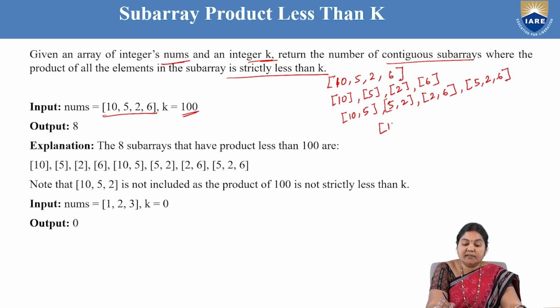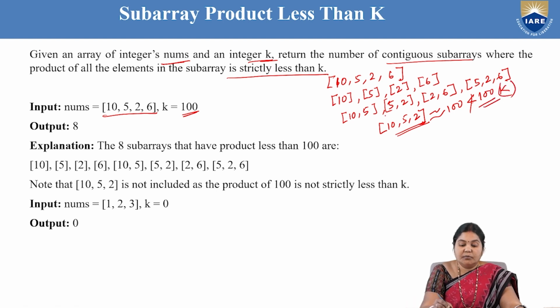But if you take the subarray 10, 5, 2, it is not possible because the product of these elements is exactly equal to 100, which is not less than my k value. The k value is also 100. This is my k value. So, how many subarrays are possible? We have 8 subarrays possible.